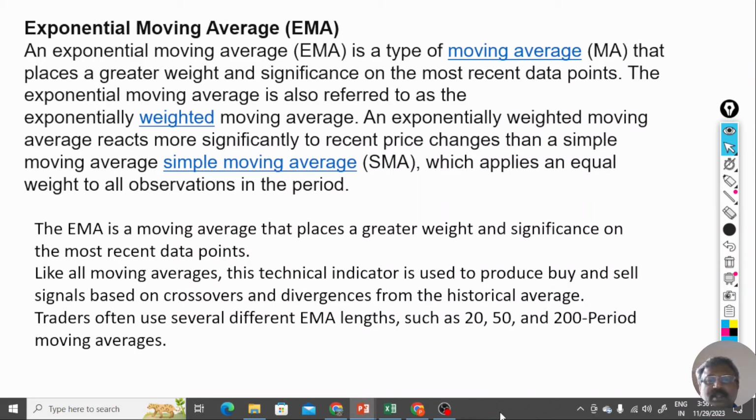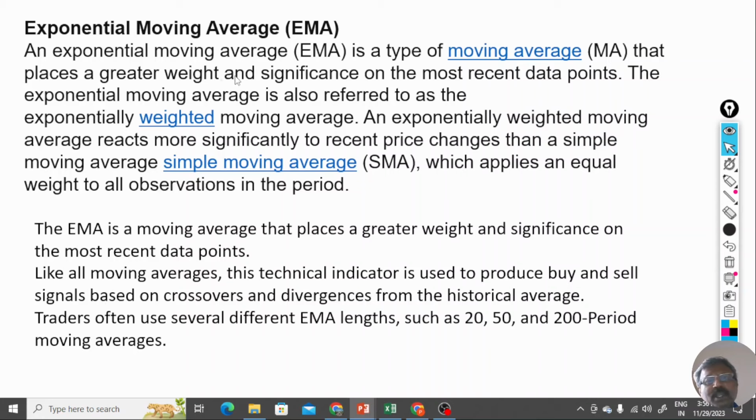This is Ramesh Krishna. Today we will discuss a powerful trading strategy which can be used on a daily basis for day trading. So how can we use this strategy? Let's discuss. It's about the exponential moving average, also known as EMA.